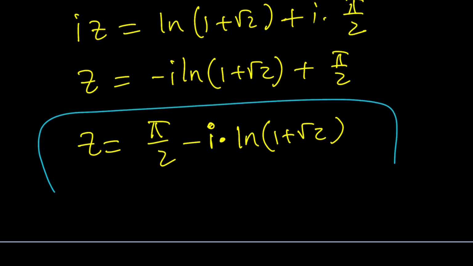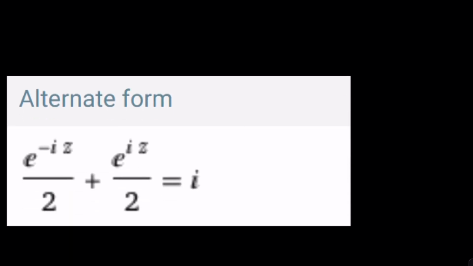Let's go ahead and check. This is one of them, and the other one hopefully you can find. You're just going to have a different argument and just different ln. Make sense? Let's go ahead and take a look at some of the results. This is an alternative form. Obviously, we talked about it.